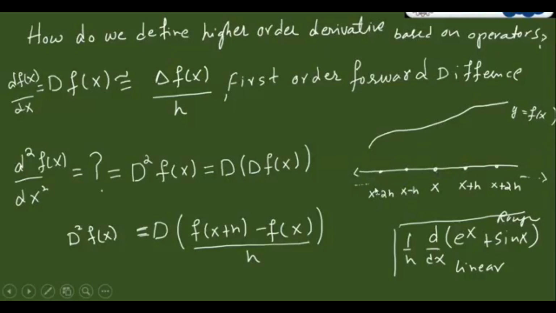Also, x minus 2h is also at the backward. But if I ask you which is the forward point if I am at this point, not at x, at this point, your answer is x plus 2h. Similarly, if I am here, which one is its backward point? Your answer is x minus 2h.